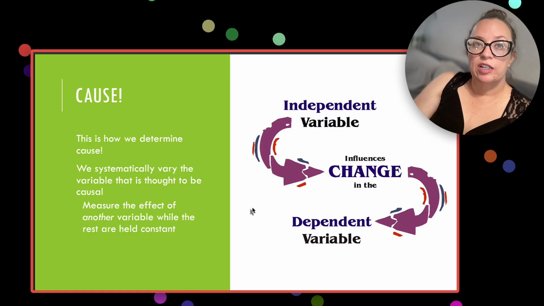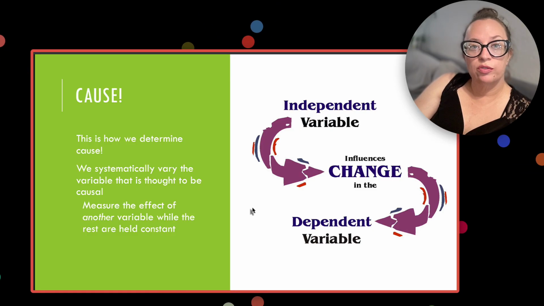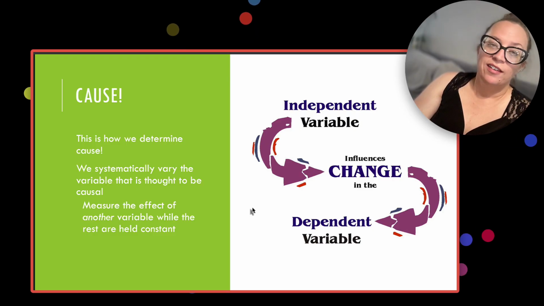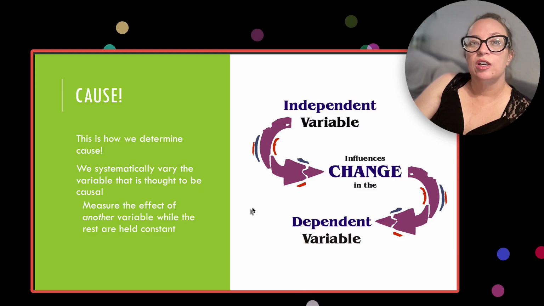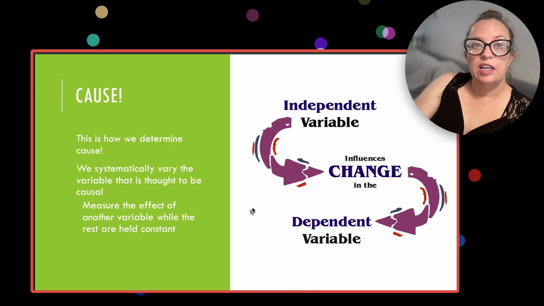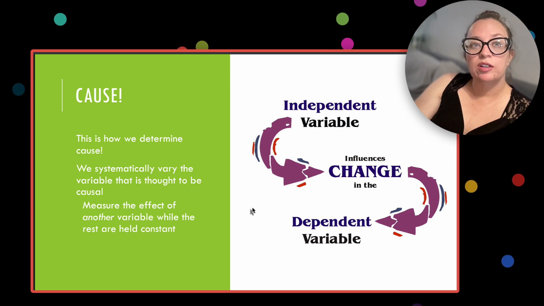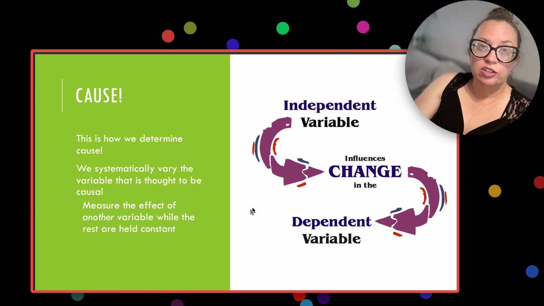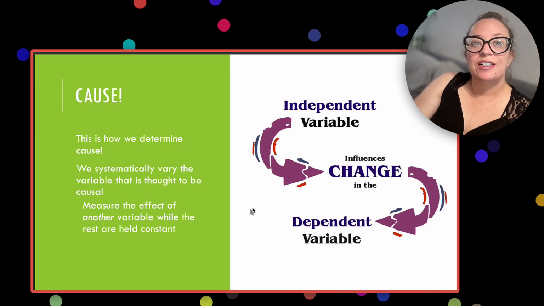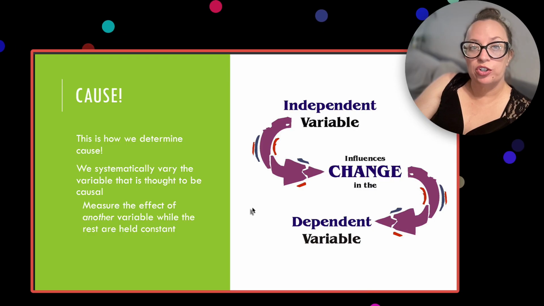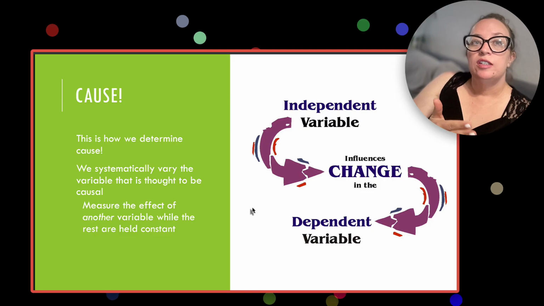So here, what I had said, we systematically vary the variable that is thought to be causal. That's sort of a funny sentence, right? We vary the variable. But think about it this way. I think that a great way to think about this is using drug trials. If we're trying to put a certain drug onto the market that's going to alleviate symptoms, let's use something general like depression, our independent variable, the predictor, we're predicting that this drug is going to alleviate or decrease depression symptoms. In order to determine that we have to compare it to something else, we need to systematically vary that variable.